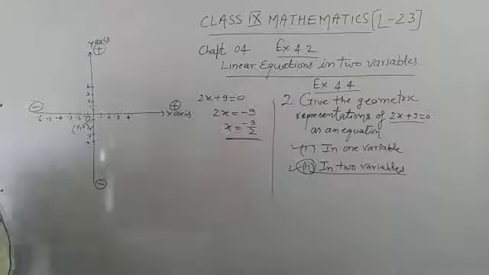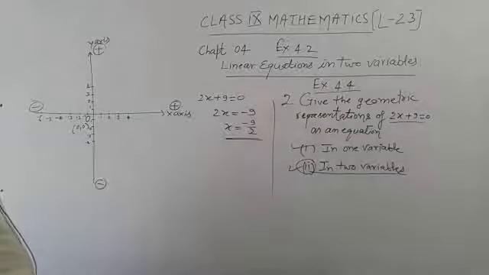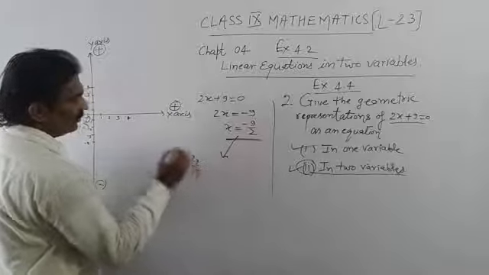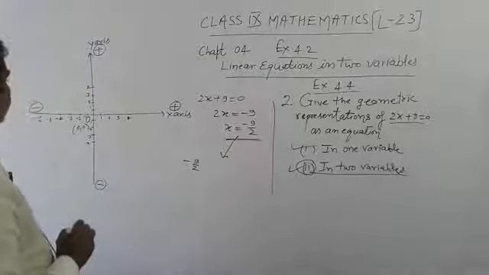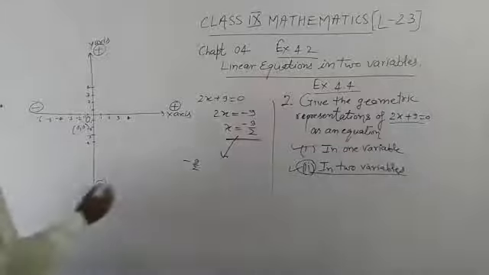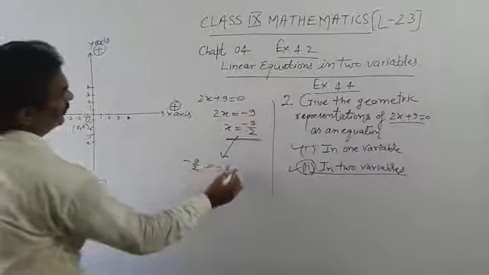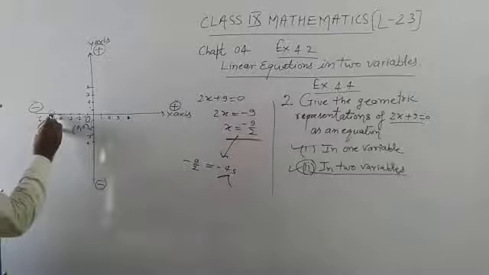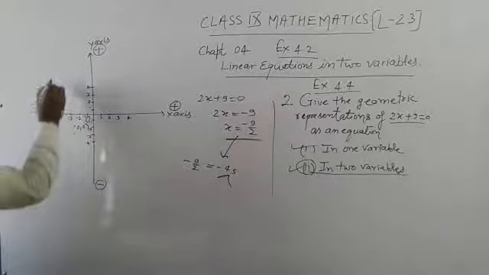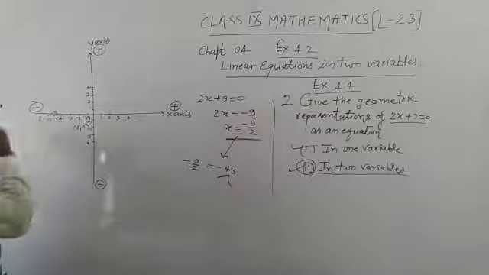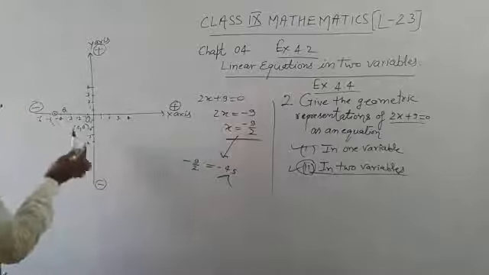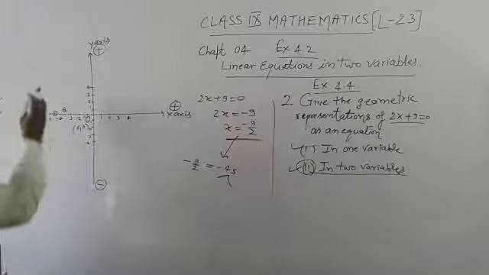Okay students, now we want to locate x is equal to minus 9 upon 2. That is minus 4.5, which is between minus 4 and minus 5. As the middle, we take the point here, suppose this point is Q, and draw a line parallel to the y-axis. You have to draw a line parallel to the y-axis.